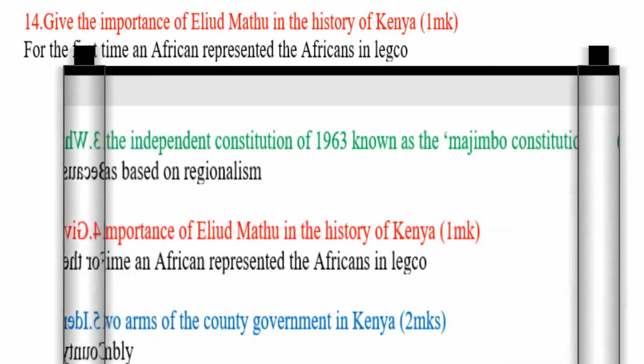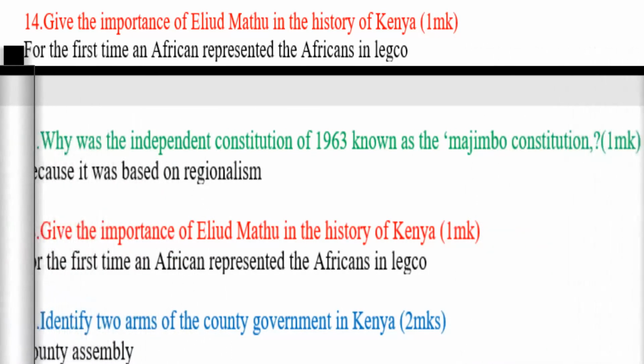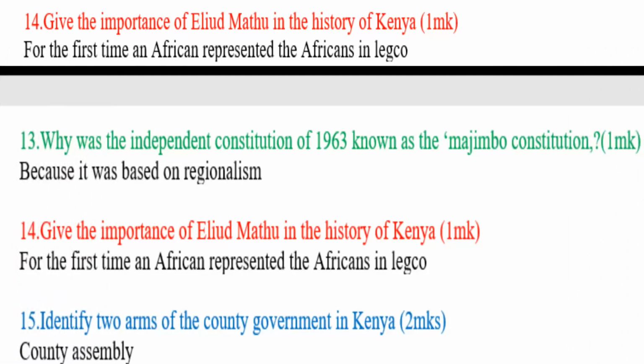We have the next question. This one I think we have answered. Why was the independent constitution of 1963 known as Majimbo Constitution? Because it was based on regionalism. Number 14, give the importance of Eliud Mathu in the history of Kenya. For the first time, an African represented Africans in Legco.